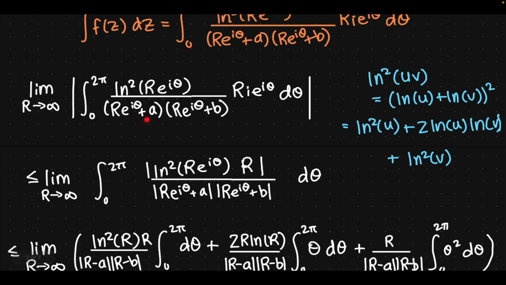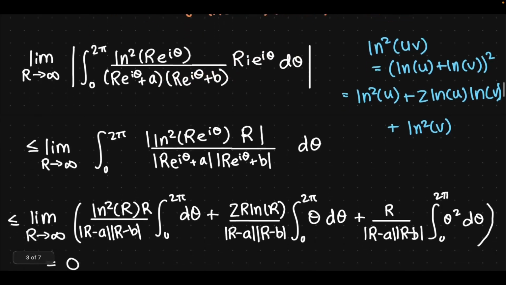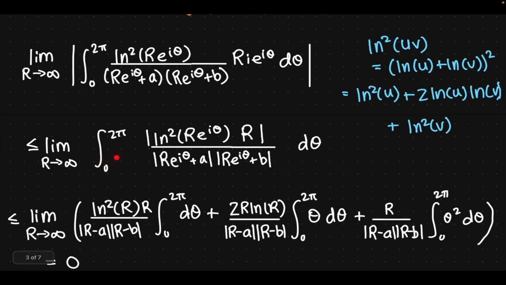Okay, so we have the integral of ln squared of r e to the I theta over r e to the I theta plus a, r e to the I theta plus b, times r I e to the I theta d theta. Now that's less than or equal to, using the version of the triangle inequality that we normally use for integrals, the integral from 0 to 2 pi of the absolute value. When I do that, I'm also taking the absolute value of r e to the I theta, which under absolute value will just give us r.